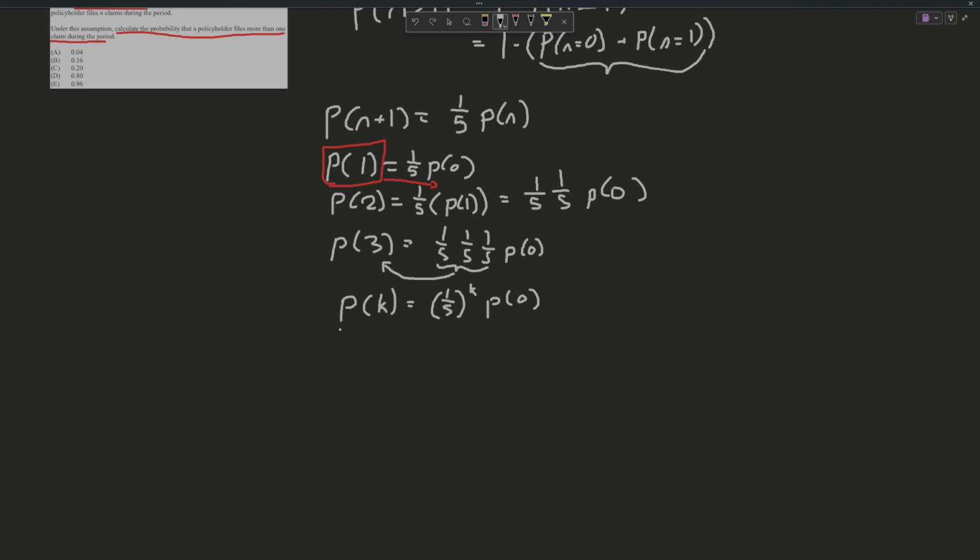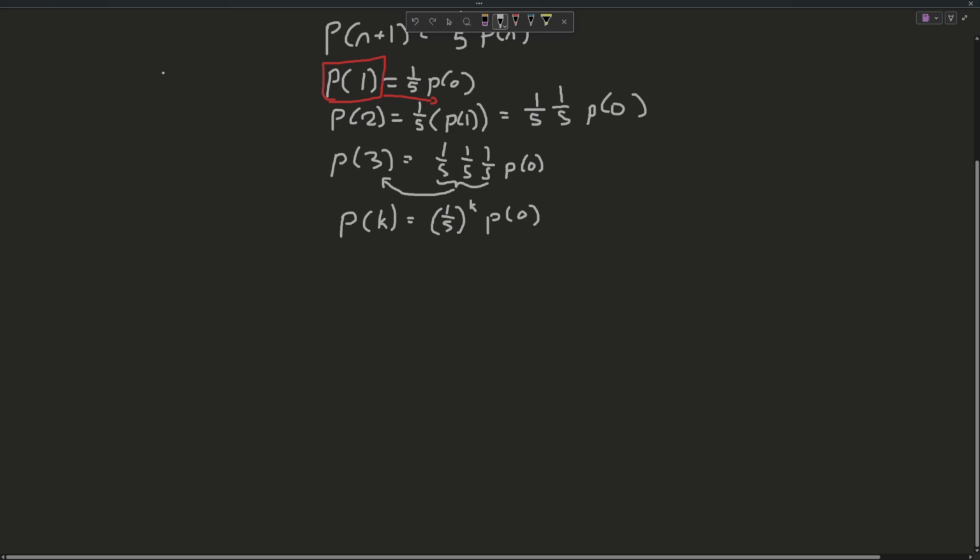Now, this is actually in a form that we should know, called the geometric. So if we know the sum of a geometric, then this should be pretty simple actually. We know the sum of our probabilities is 1. So 1 is equal to the sum of our p of k here, from k is 0 to infinity, because this is just our probabilities.